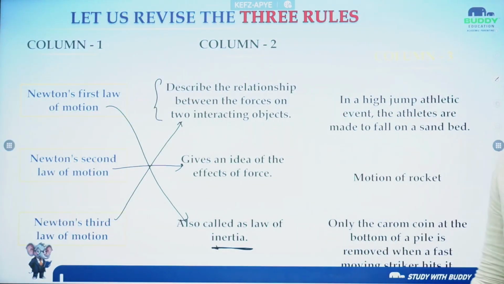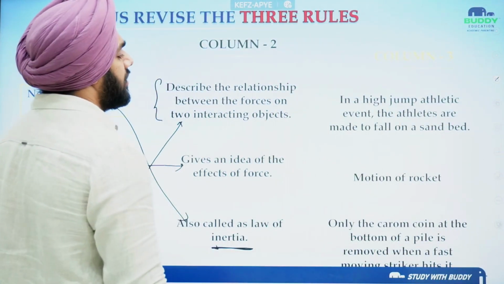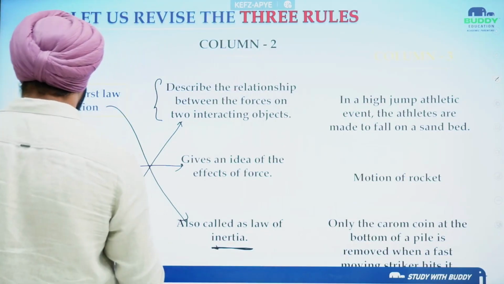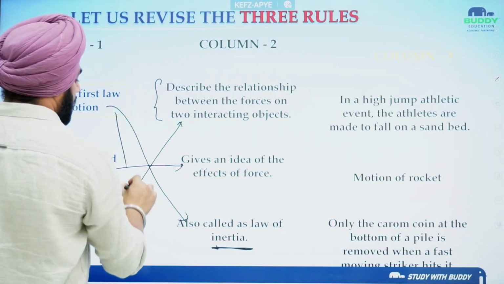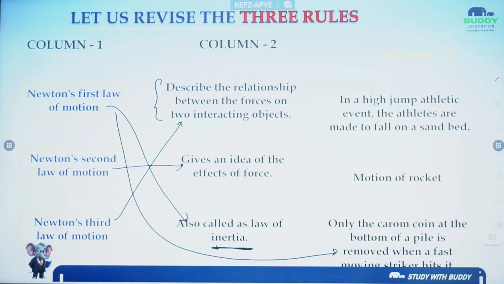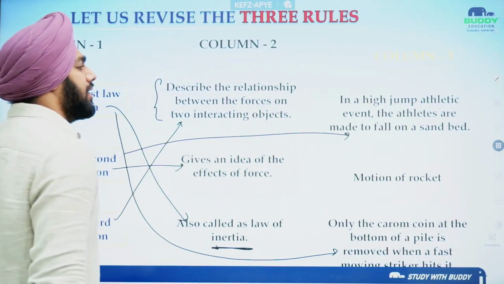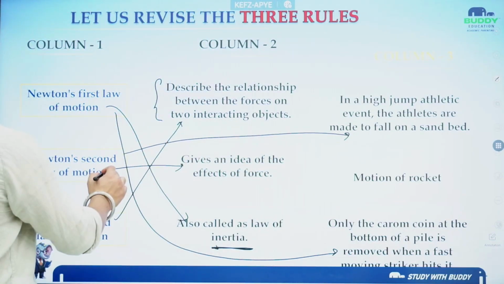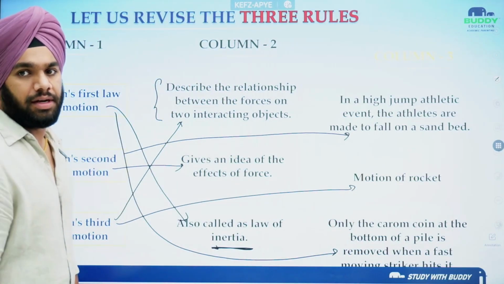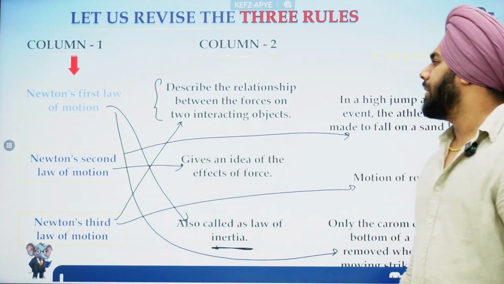Okay, let's take the examples here. In a high jump athletic event, the athletes are made to fall on a sand bed. Second is the motion of a rocket. Then the carom coin, right? The carom coin goes with the first law of motion, because it is because of the law of inertia. Newton's second law of motion, in the high jump athletic event, the athletes are made to fall on a sand bed. And Newton's third law of motion, obviously the motion of a rocket, because we just discussed it. Okay, so these are the three laws and three examples that we discussed.